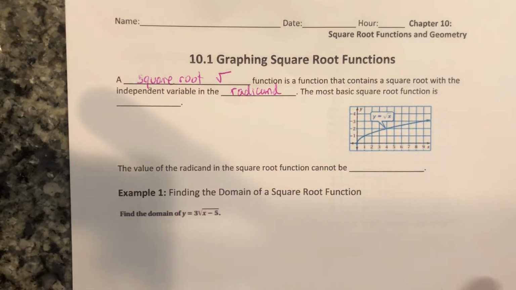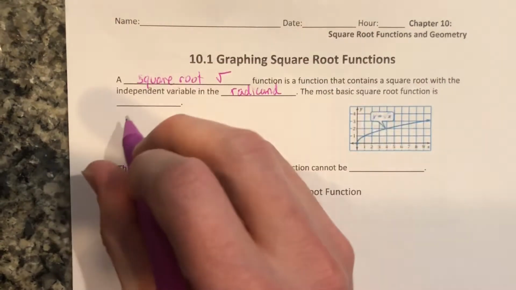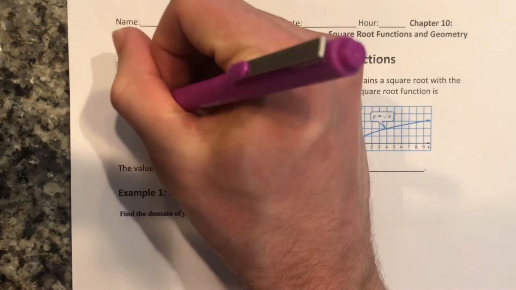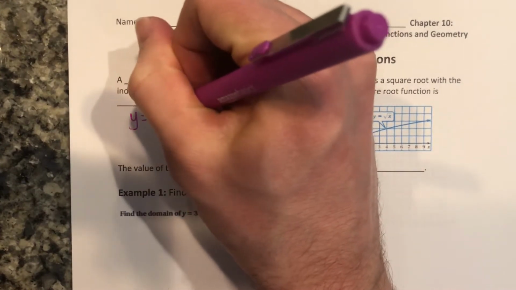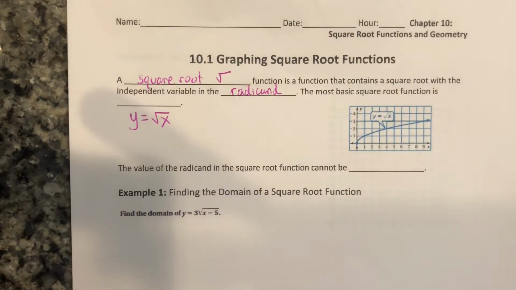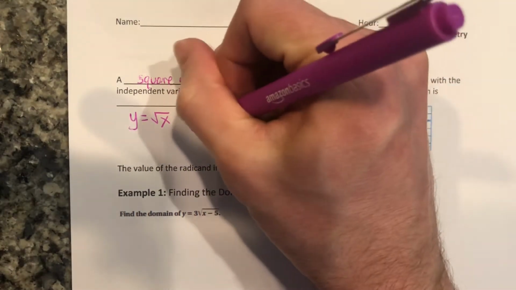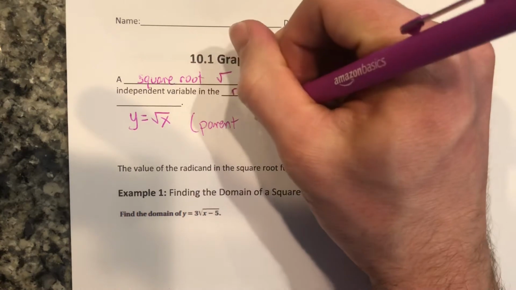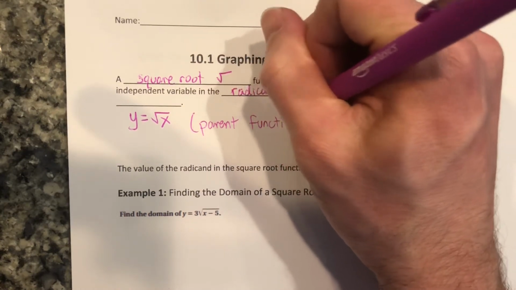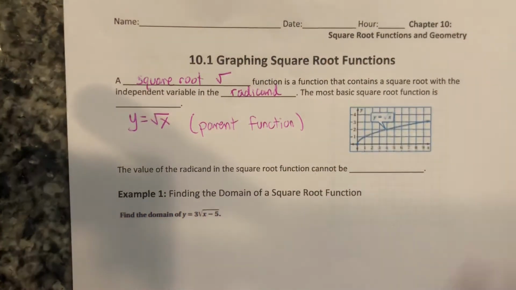The most basic square root function, I'm going to write it under this line just so you can see a little bit better, is y equals the square root of x. And that's what we call the parent function. Just like all those other functions that we've talked about, they have that general parent function. And this is what it looks like.